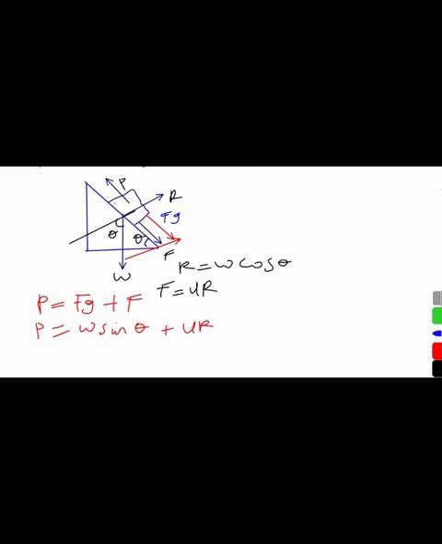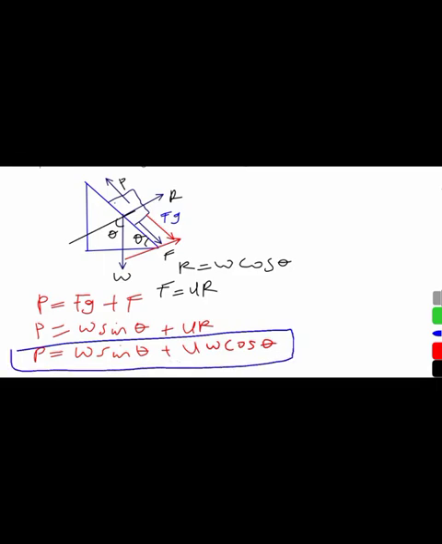So we can substitute this here. Our P is equal to W sin theta plus mu W cos theta. So this is the formula that we will need to find the force that will slightly tend to pull the box up the inclined plane.